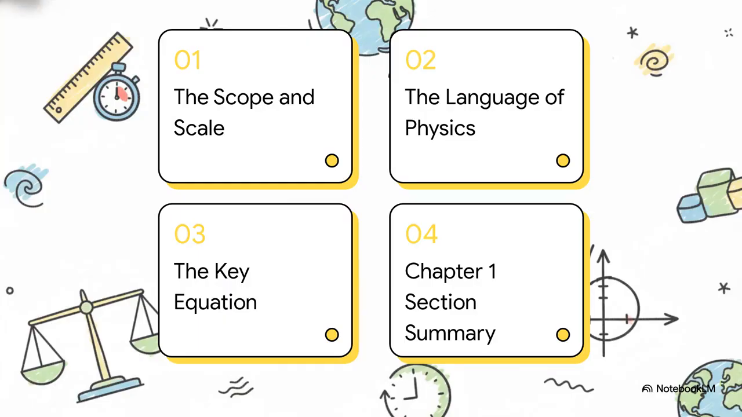So here's our game plan. We're going to tackle this in 4 quick parts. First, we'll revisit the why, the scope and scale of physics. Then, we'll get into the how, by reviewing its essential language. After that, we'll focus on the one key equation from this chapter. And finally, we'll tie it all together with a lightning round summary of each section.